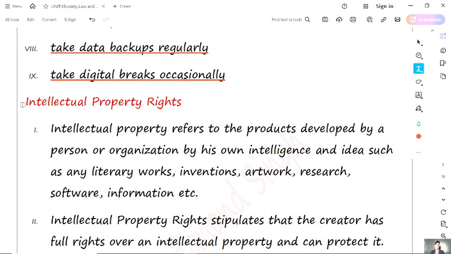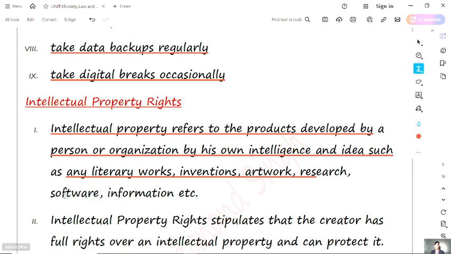Now the intellectual property right, IPR. So what is it? Intellectual property refers to the product developed by a person or organization by their own intelligence and ideas, such as literary works, inventions, art, research or software information. It refers to the creativity of a person, such as literary works, inventions, articles. All these come under intellectual property.